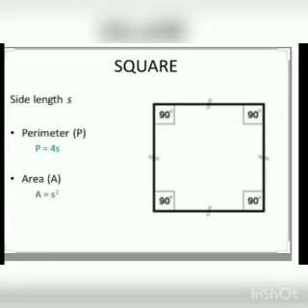Tell me what is the speciality of a square. A square is a four-sided figure in which all the sides are equal. That means if here it is side S, all the sides are S itself, isn't it? All the sides will be having the same measure.